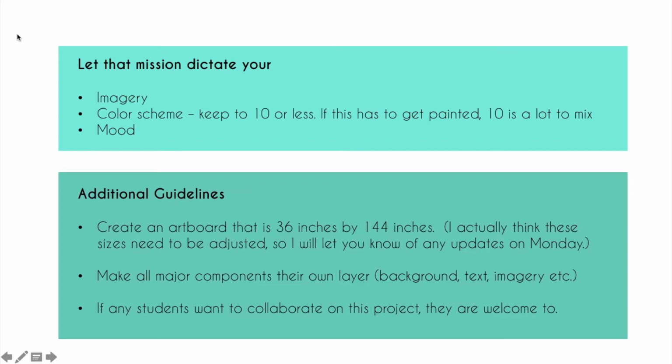So a couple of additional guidelines. I believe the size is 36 inches by 144 inches, so make that your artboard size. And if I have to adjust those numbers, I'll let you know on Monday. And you want to think about all the major components being on their own layer. So its background should be its own layer, text, imagery, etc. Every time you have a major element, let that be its own layer in your design. And then lastly, if any of you want to collaborate together on this project, you're more than welcome to, because we don't have to have 9 unique proposals. You're welcome to have a collaboration happen.